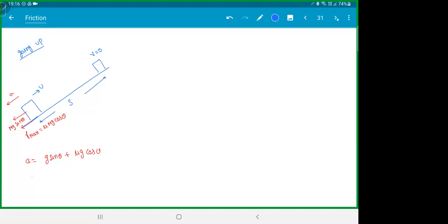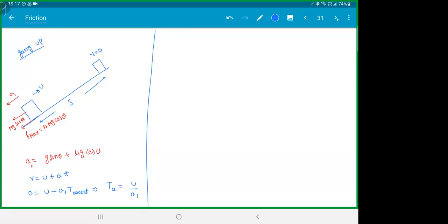So we can use s is equal to ut plus half at square, but I don't know s now. To use v square minus u square is 2as, v is 0, u is u. Actually, I can use v is equal to u plus at. V is 0, u is u, a is this guy. Let's call this a1. So time of ascent will be u by a1. Keep that aside.